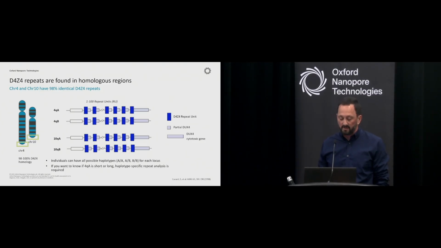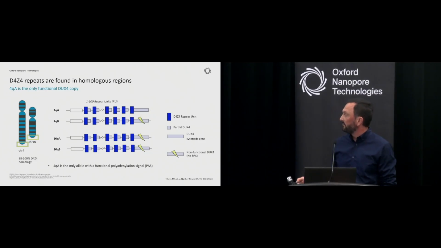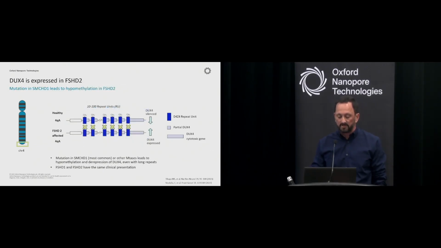Individuals can have all possible haplotypes, and you only care about the 4qa allele because that's the one that has a functional copy of DUX4. The reason for that is the 4qb and the 10q alleles all have a pathogenic, non-functional mutation in the polyadenylation region. So those don't form stable transcripts. So in order to diagnose FSHD, you have to know that you're looking at the 4qa allele only, and the other alleles don't form DUX4, don't express DUX4.